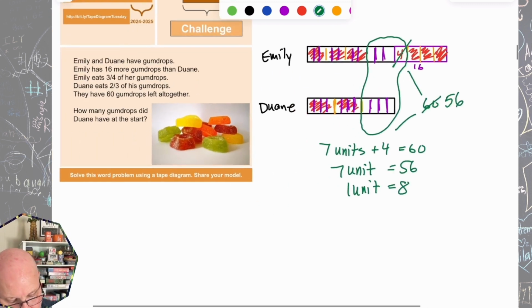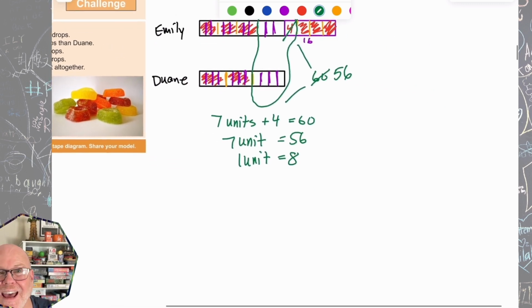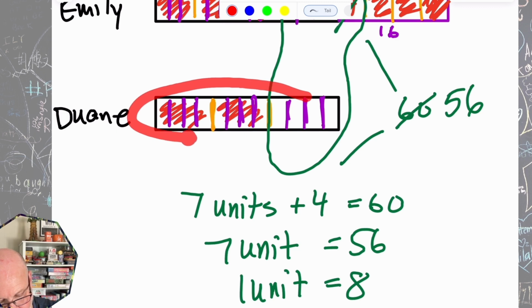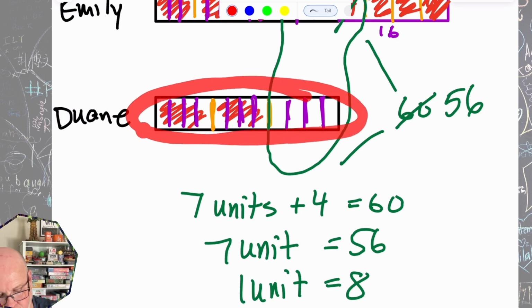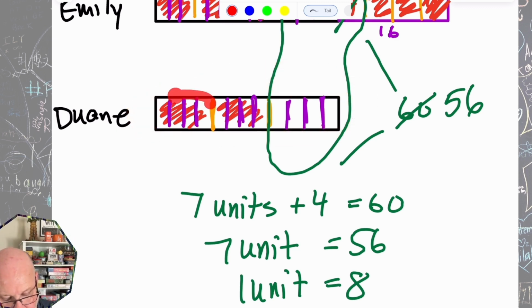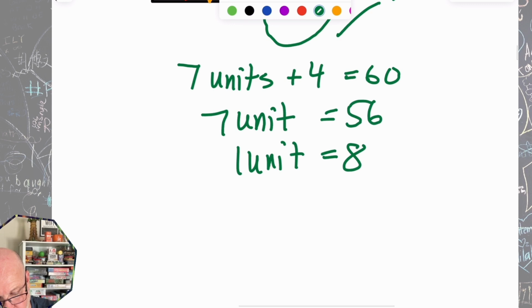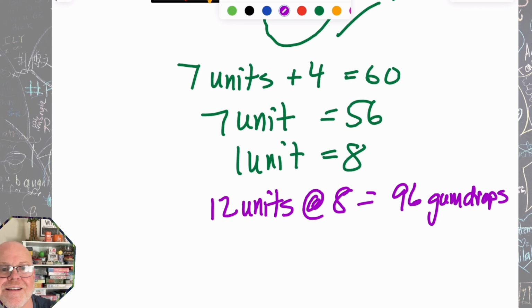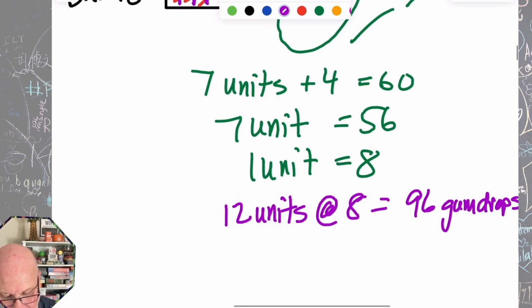And so the question was, how many gumdrops did Duane have at the start? Duane, at the start, had 12 little units. Remember, he had thirds, but each third was cut into 4. So 12 units, and each unit was equal to 8. So 12 units at 8 each gives us 96 gumdrops. So Duane, at the start, had 96 gumdrops.